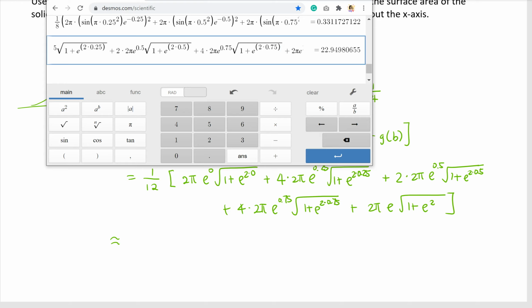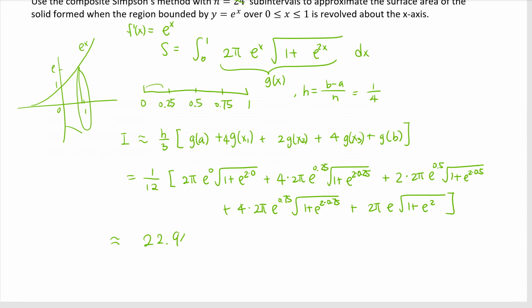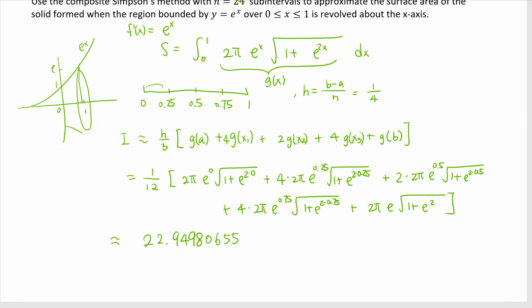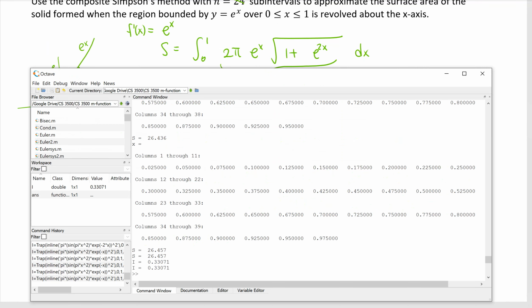Okay, so the answer we get is 22.9498. 22.9498, and let's see, 0655. 0655. So far, so good, everybody. Okay, now let's use MATLAB or Octave to check our work.